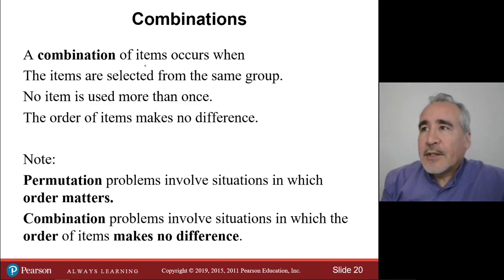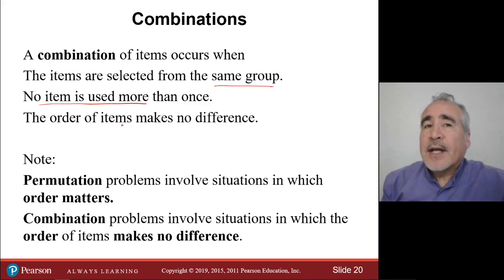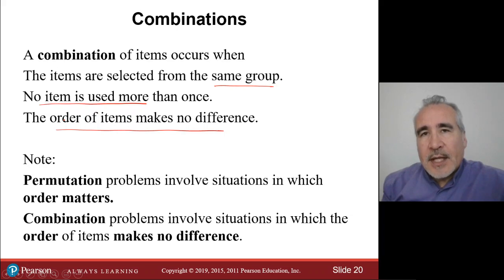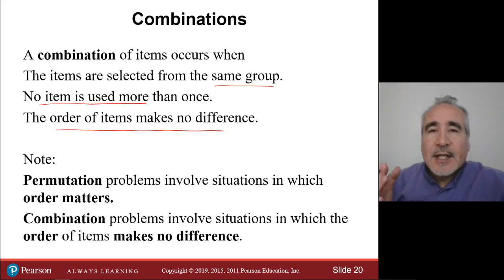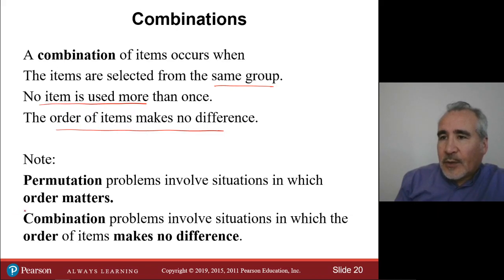So first of all, a combination is when items are selected from the same group of things. Just like a permutation, no item is used more than once. But unlike a permutation, the order really makes no difference. So I might have a committee of people, they're all equally empowered, they've got the same roles. That order is not important. But if I do an executive committee, president, vice president, treasurer, then the roles are different, and the order that those people are placed into those roles makes a difference. So permutations, order matters; combination, order makes no difference.